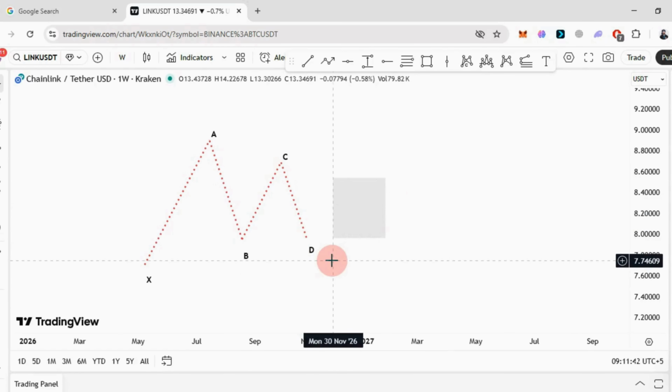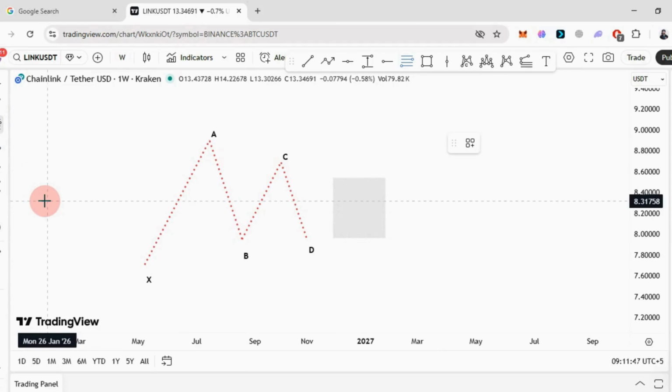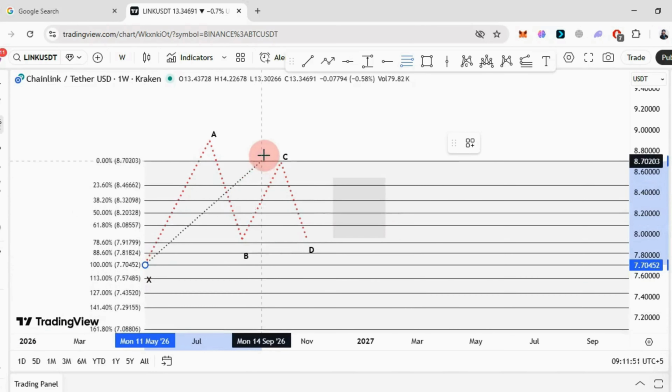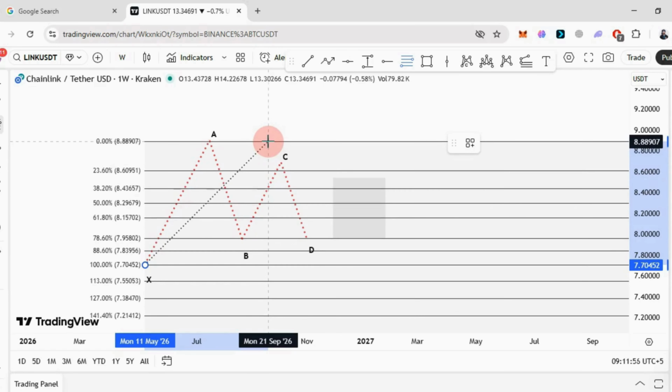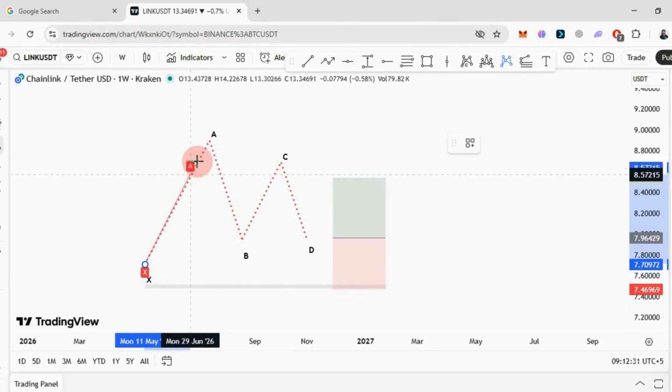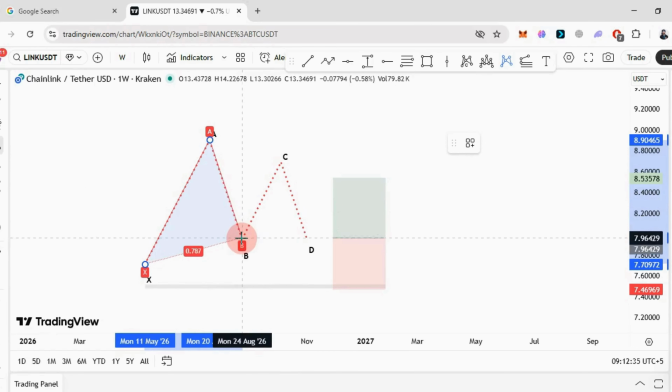Stop loss is calculated using the Fibonacci retracement from X to A. The stop loss will be below X at the 1.13 level. That is the Bullish Gartley Harmonic Pattern.